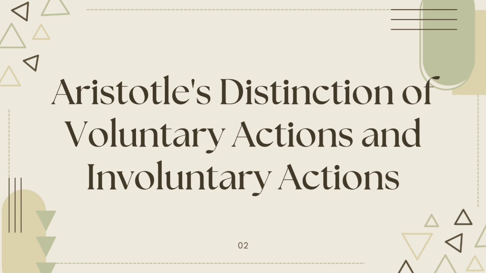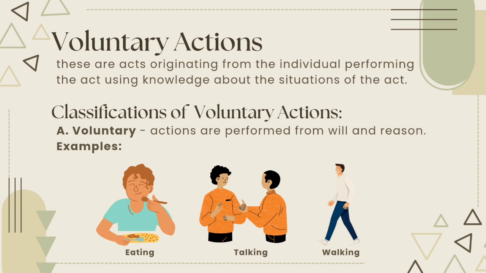Okay, so now we will proceed on Aristotle's distinction of voluntary actions and involuntary actions. For voluntary actions, these are acts originating from the individual performing the act using knowledge about the situations of the certain act. These are actions done by a person knowingly and out of their own choice or specific reason. For the classifications of voluntary actions, it is A. Voluntary. These actions are performed from own will and own reason. Its examples include eating, talking, and even walking.